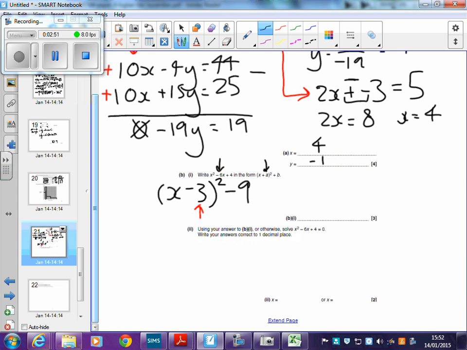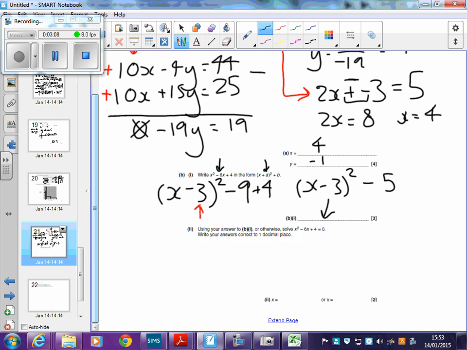You then need to bring the plus 4 down that was in the original equation. Last step is just to simplify that, so this becomes x minus 3 squared, minus 9 plus 4 becomes minus 5. Okay, so that's your answer there.